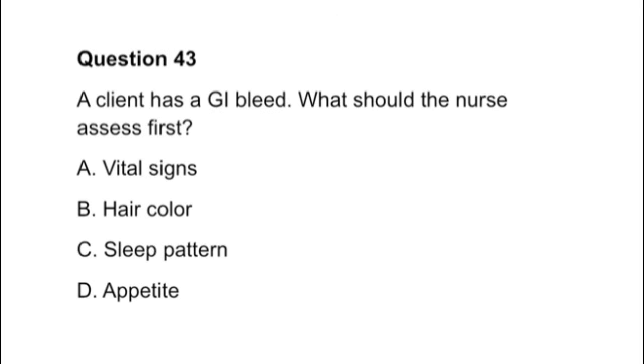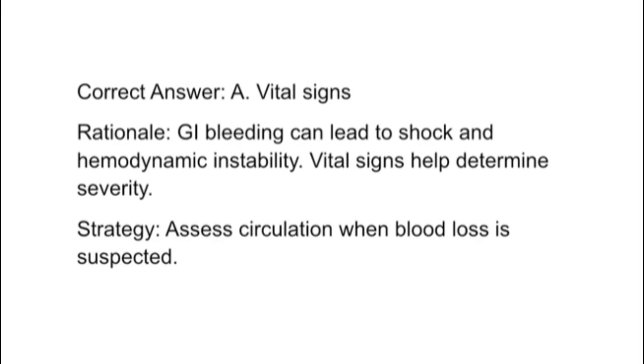Question 43. A client has a GI bleed. What should the nurse assess first? A. Vital signs. B. Hair color. C. Sleep pattern. D. Appetite. Correct answer: A. Vital signs. Rationale: GI bleeding can lead to shock and hemodynamic instability. Vital signs help determine severity. Strategy: assess circulation when blood loss is suspected.